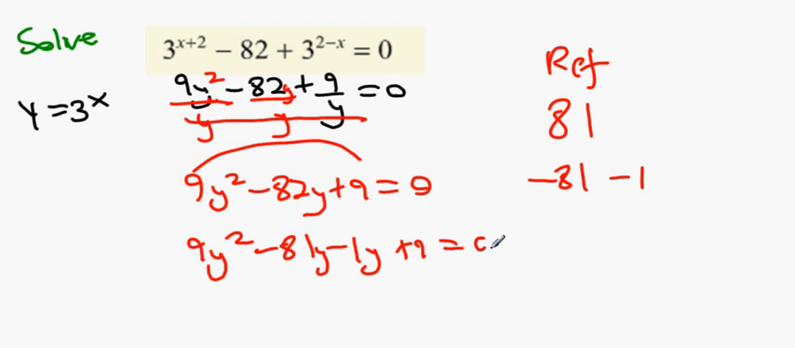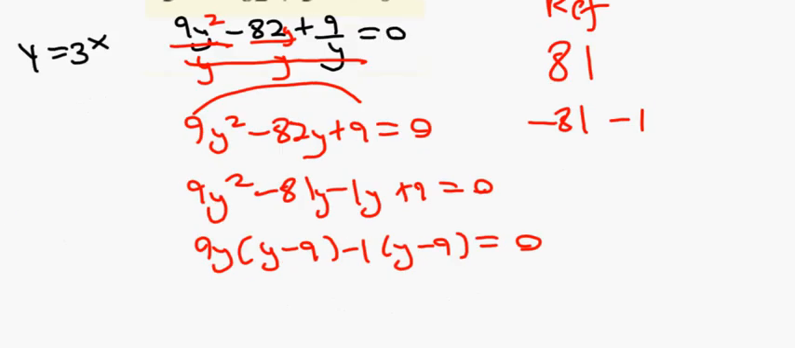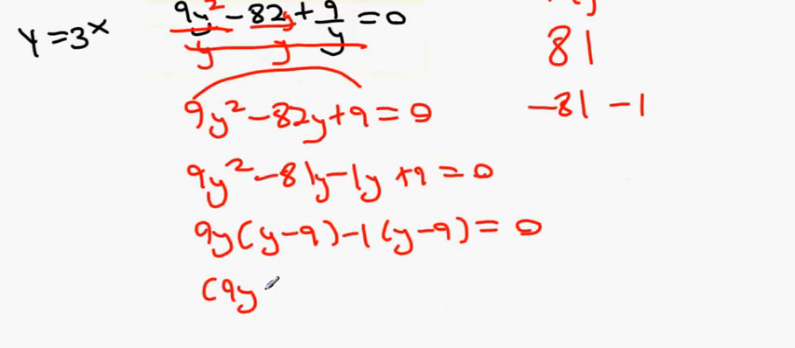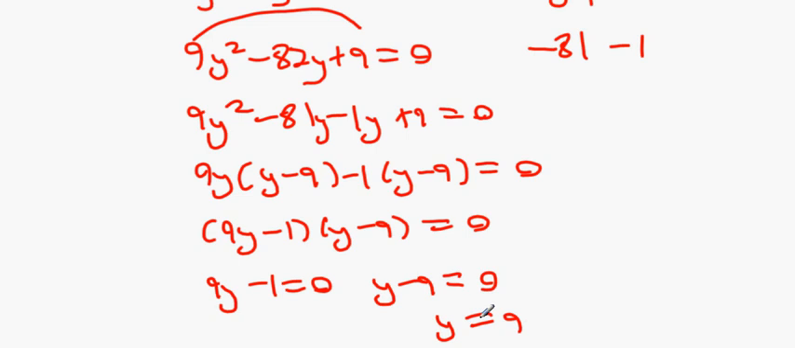plus 9 equals 0. 9y into y minus 9, y minus 9, minus 1 on the outside. And then we're going to get 9y minus 1, y minus 9 equals 0. And then what we're next going to get is 9y minus 1 equals 0, y minus 9 equals 0. Y equals 9, or 9y equals 1. Y equals a ninth.